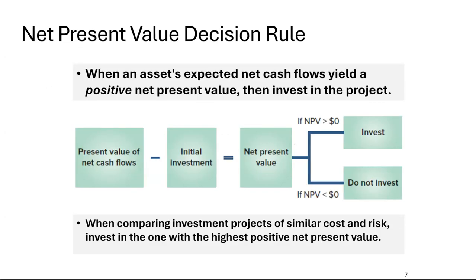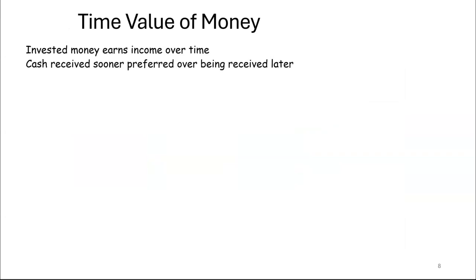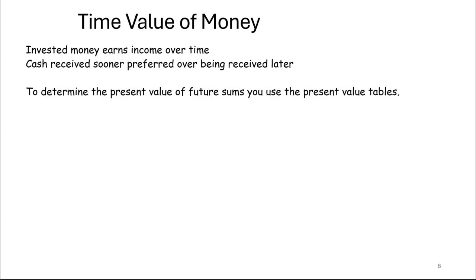So again, what we're going to do is we're going to take the present value of the net cash flows, subtract the investment, gives us our net present value. And if the amount is greater than 0, we'd want to invest because we're getting the return at the rate we want. And if it's less, then we don't want to do it. So we want the one with the highest positive net present value. Again, time value of money. Invested money earns income over time. Cash received sooner is better than in the future.